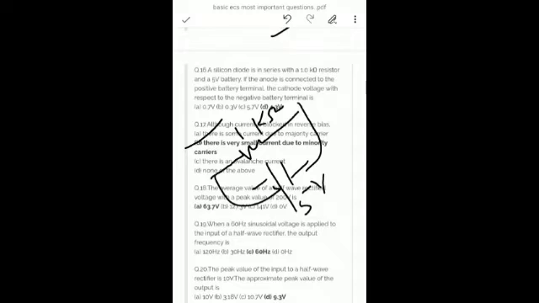Now in the 18th question, the average value of a half wave rectifier voltage with a peak value of 200 volt is. We know the average value of a half wave rectifier is Vm by root 2, so 200 by 1.414. If you calculate this, then 63.7 volt will be the correct answer.